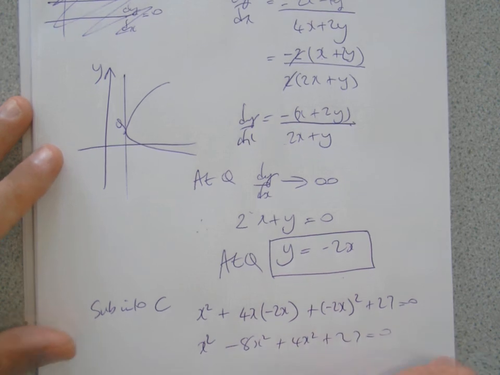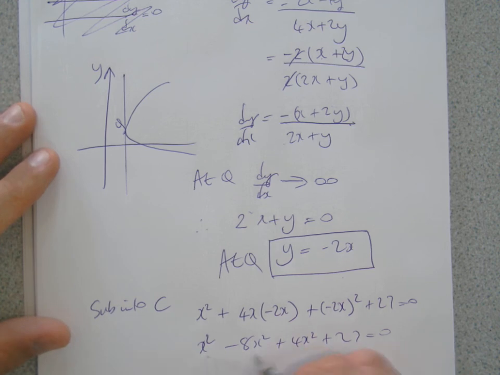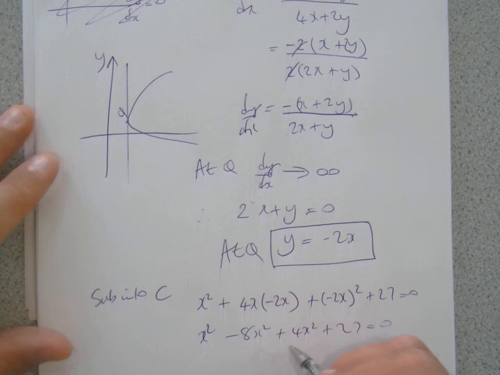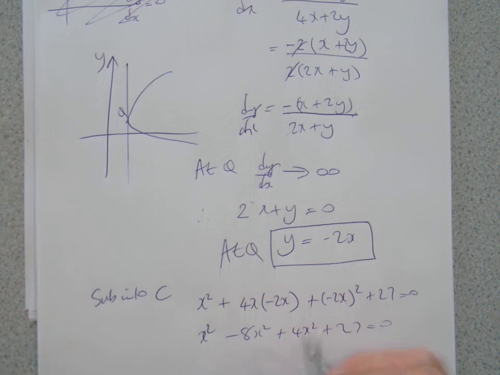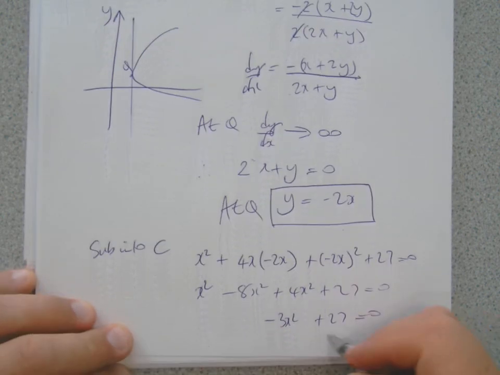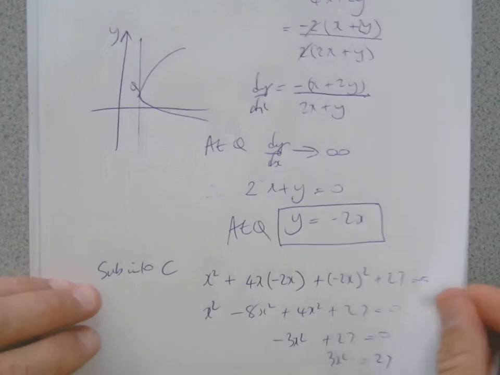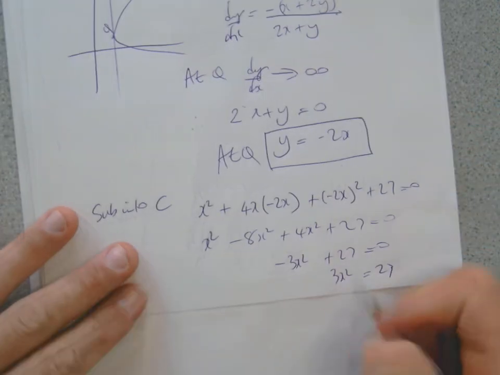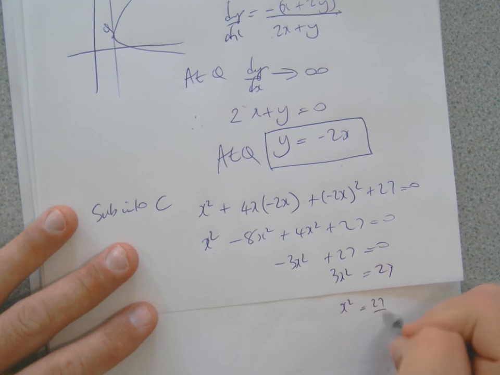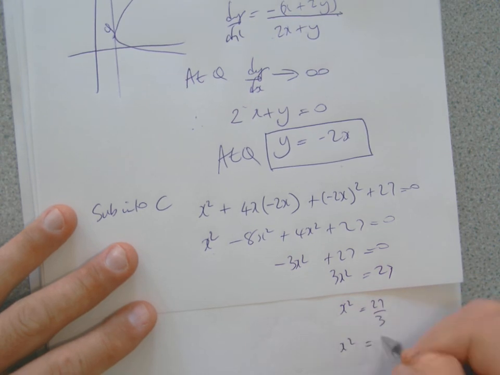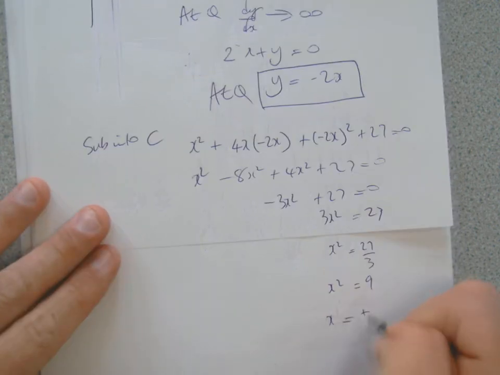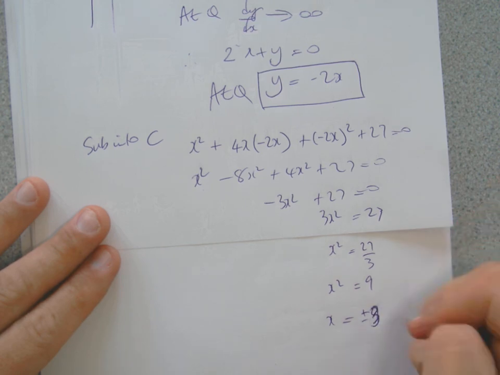Work all this stuff out here. I hope this comes out nice. Hope I've done it right. x squared minus 8x squared plus 4x squared, so 1 minus 8 is minus 7, plus 4 is minus 3, so minus 3x squared plus 27 equals 0. This means then you get 3x squared equals 27. This is looking good, isn't it? So then x squared will equal 27 over 3, so x squared will equal 9, which means x equals plus or minus 3 when you square root it.